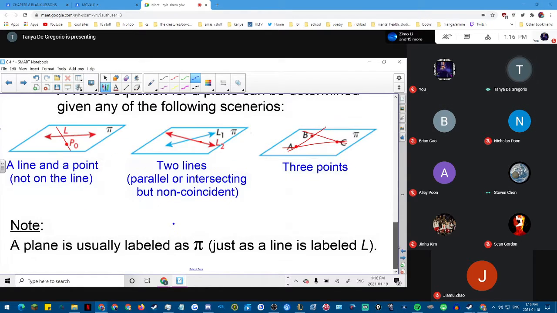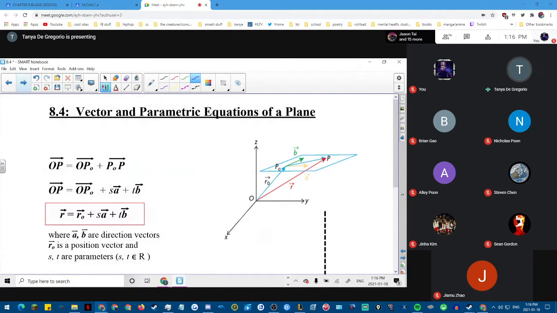Okay, good. Excellent. Okay, so we label a plane using pi, just as a line is labeled L. Okay, so we use pi to label a plane. All right, so let's take a look here. So there's my plane in blue. Notice we have a position vector that gets me up there. And then I have that P naught P. Well, P naught P is the resultant of vectors A and B. And so I have S times A, direction vector A.